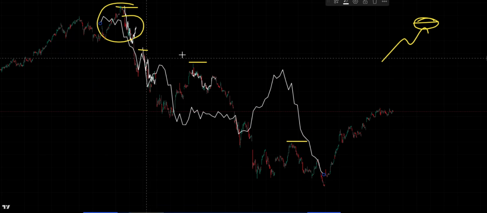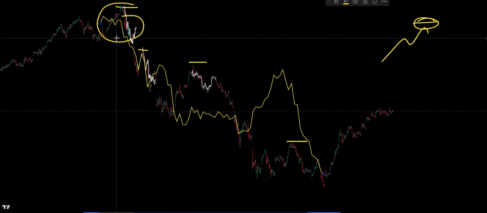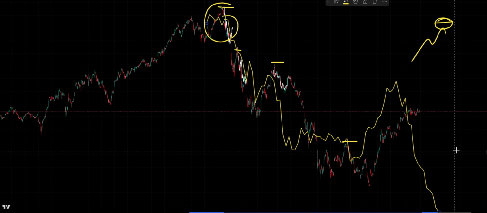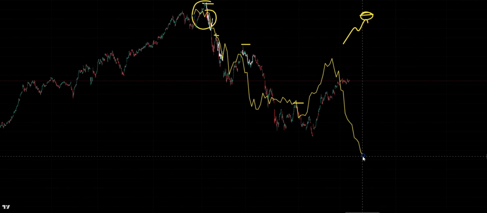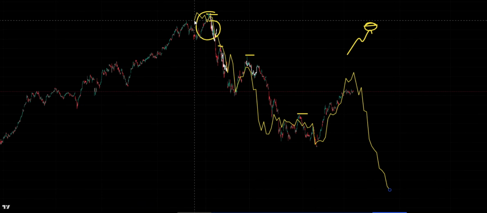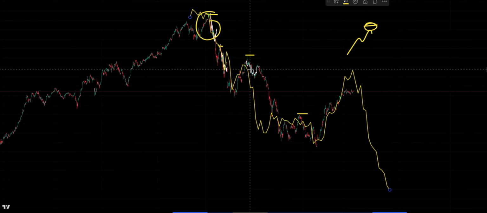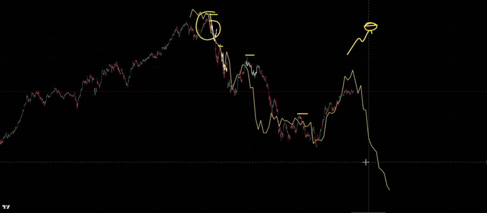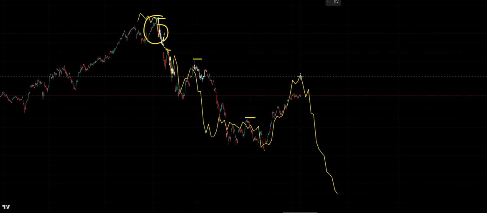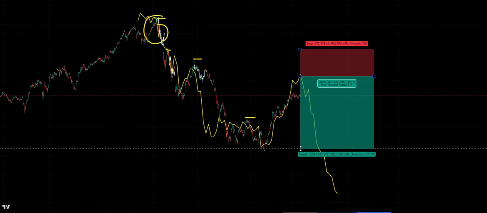So this pullback was covered if you focus there. This pullback was covered, this one also was covered. We need just to fit the reference points together, and the low with the low. So this pullback was covered, this one, and we have covered this particular shape. So we can expect a short position now from this level right here, targeting this low right here.